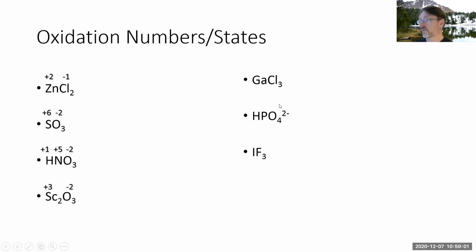Gallium chloride, hope you're gaining some speed with this. The chlorines are where your eyes should go first. It's a halogen, so each one should be a -1, making the gallium a +3.